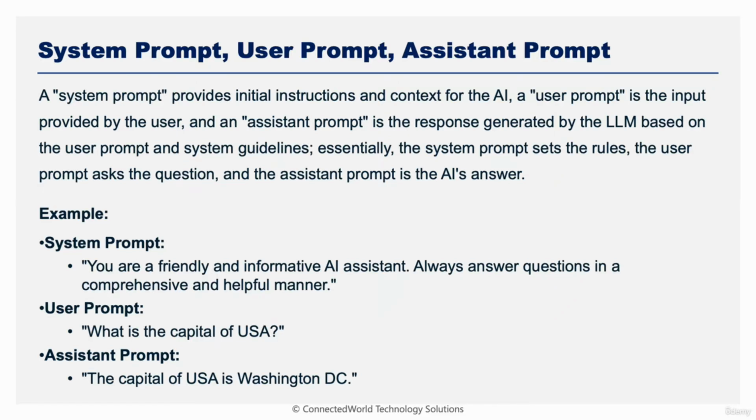Here we discuss the various types of prompts. A system prompt provides initial instructions and context for the AI. A user prompt is the input provided by the user, and an assistant prompt is the response generated by the LLM based on the user prompt and the system guidelines. Essentially, the system prompt sets the rules, the user prompt asks the question, and the assistant prompt is the AI's answer. So here's an example.